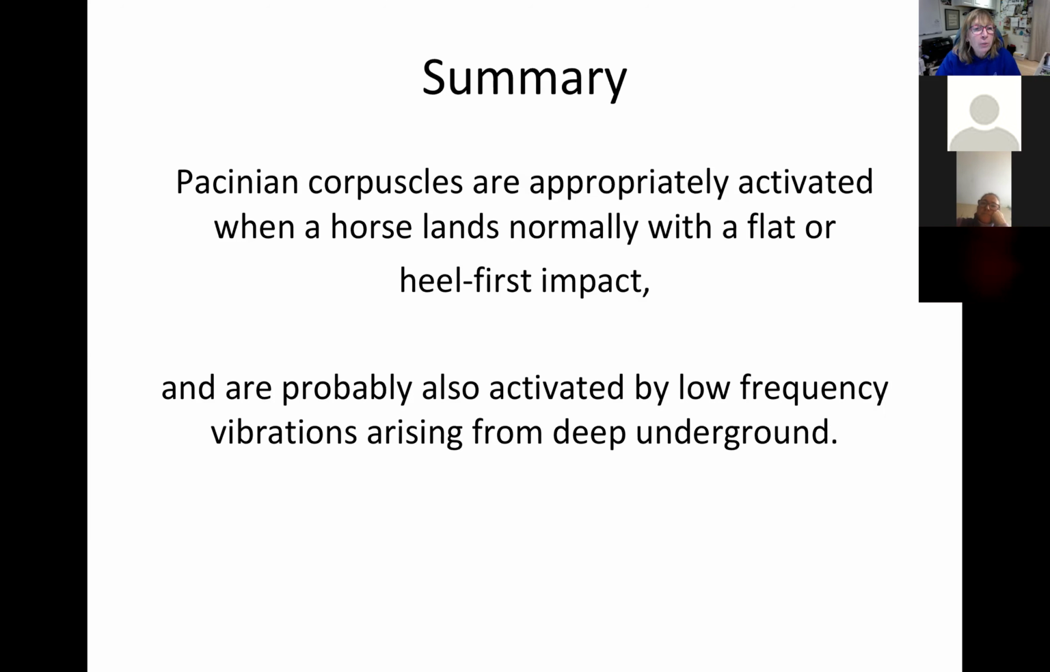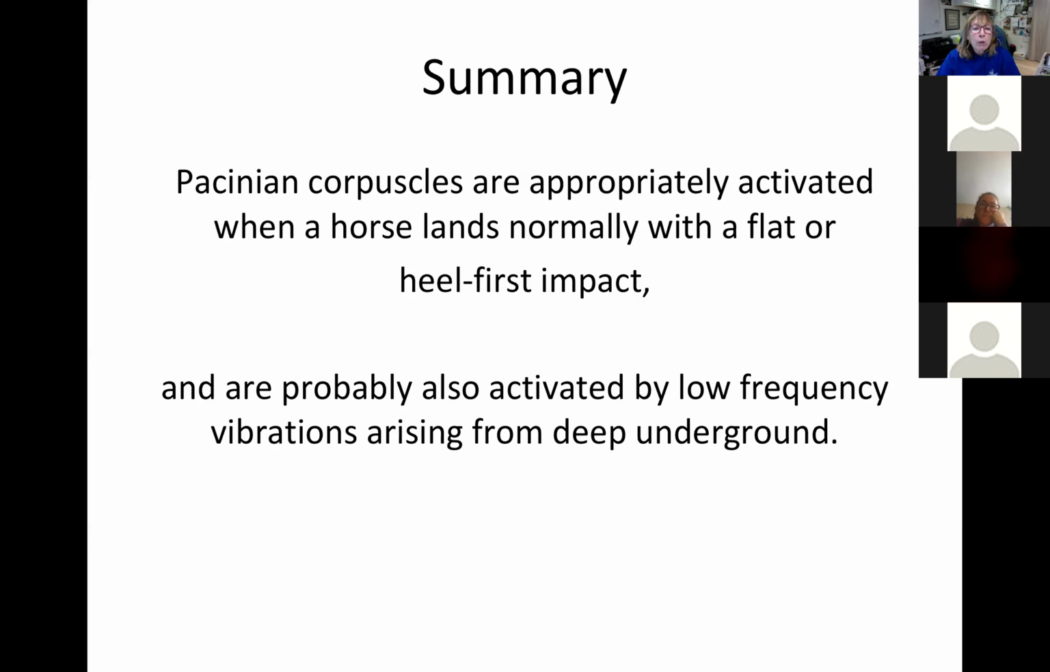So the other piece about the Pacinian receptors that I want to point out is they're probably activated by low frequency vibrations arising from deep underground. So horses can feel vibrations that we don't necessarily feel. And the best example of that I had was when my horse Andy, my little quarter horse, one day was absolutely hysterical and I couldn't figure out why. And there was nothing I could do to console him. And this is before I had Surefoot. But it turned out there had been an earthquake in Richmond, which was about 3 to 4 hours away. So he was picking up the vibrations of that earthquake, and he was extremely upset. And once that was over, he was fine again.